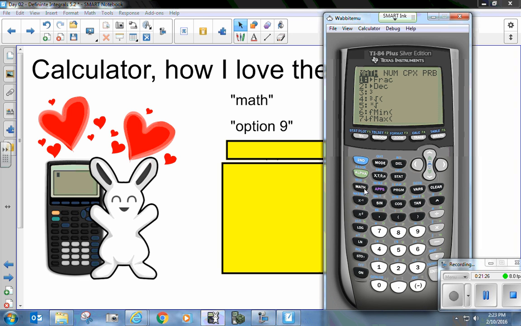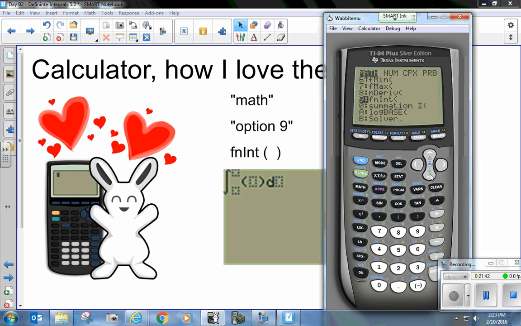Then, option 9. You see how option 8 was derivative? Option 9 is function integral, integration. That's fn int. Look at how pretty that is. Let's do the one with the 2 triangles, the absolute value of x. That went from negative 2 to 4. So I'm going to start down here, say negative 2, move up, that's going to 4.